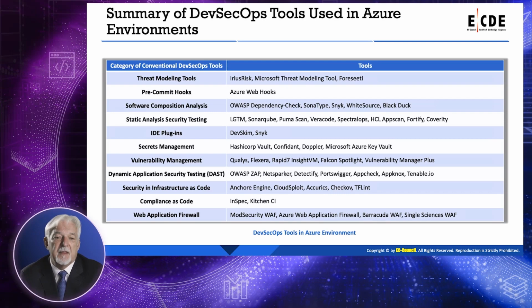can see here. For dynamic application security testing, ZAP, Netsparker, Detectify, PortSwigger, AppCheck, AppNeta, and Tenable. Security and infrastructure as code, Anchore Engine, CloudSploit, Accurics, Checkov, and TFLint. Compliance as code, you can use InSpec, Kitchen CI again, and web application firewalls. There's ModSecurity, Azure Web Application Firewall, Barracuda, and Signal Sciences WAF.